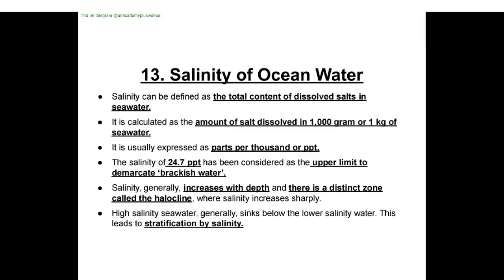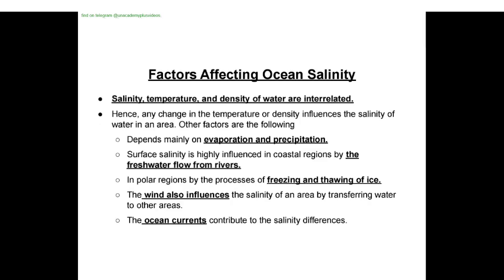Salinity of the ocean water. Salinity can be defined as the total content of dissolved salts in seawater. It is calculated as the amount of salt dissolved in 1000 grams or 1 kg of seawater. It is usually expressed as parts per thousand, or ppt. The salinity of 24.7 ppt has been considered as the upper limit to demarcate brackish water. Salinity generally increases with depth, and there is a distinct zone called the halocline where salinity increases sharply. High salinity seawater generally sinks below the low salinity water. This leads to stratification by salinity.